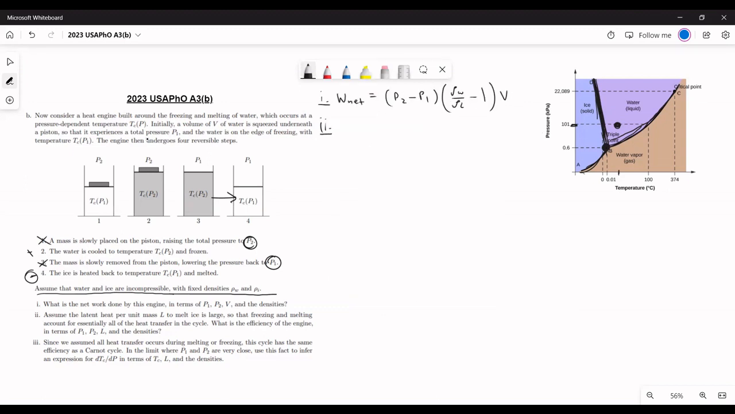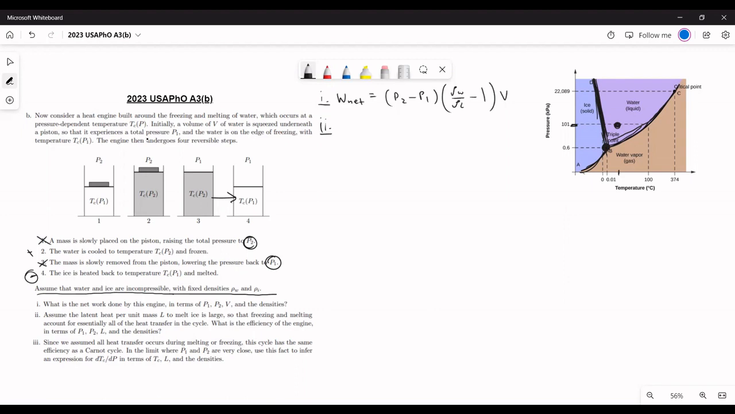Now we can move on to part 2. It says, assume the latent heat per unit mass L to melt ice is large so that freezing and melting account for essentially all the heat transfer in the cycle. And we want to find the efficiency of the engine in terms of the two pressures, the latent heat and the densities.